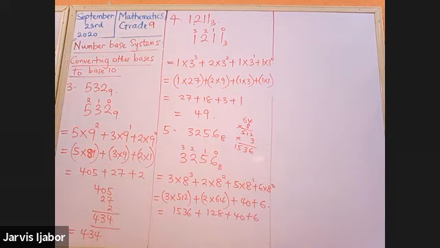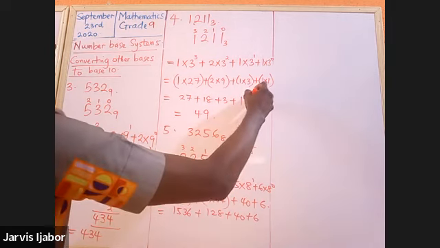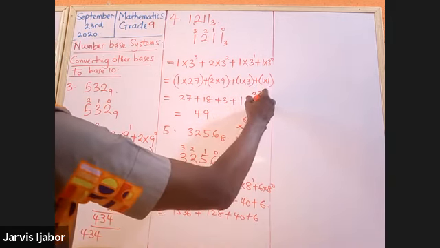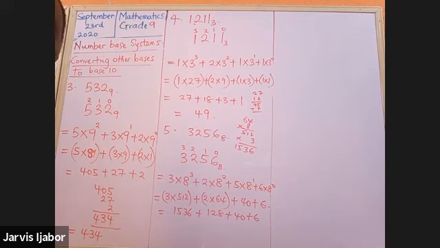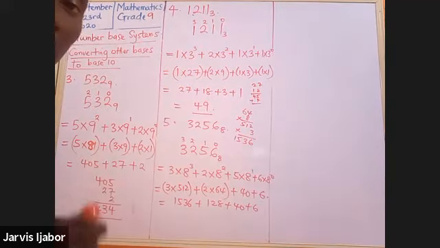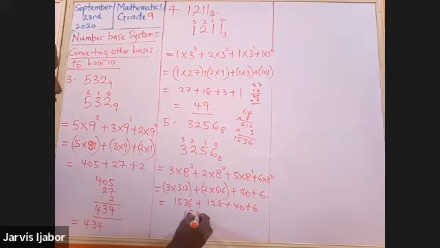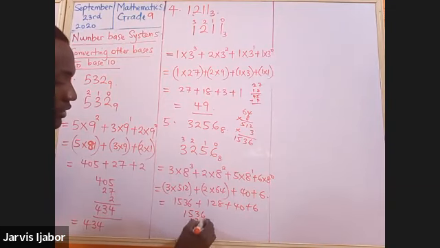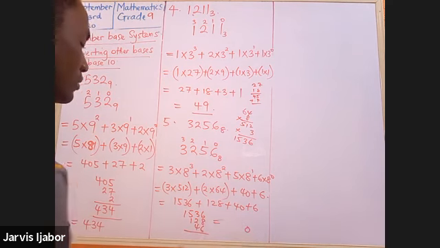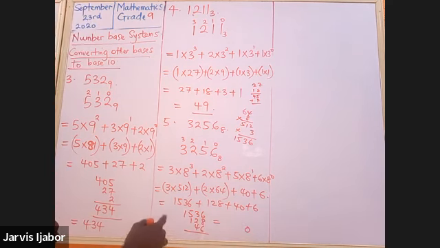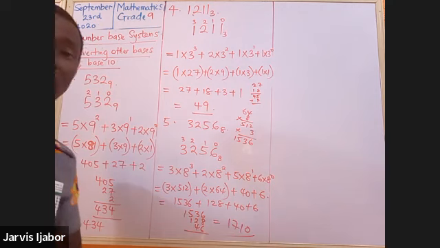So let's try to simplify that one out. Okay, so now look at this. This is 1536 plus 128 plus 46. That will give me 12, 14, that's 0. Carry 2, carry 1. So that's what you should have.